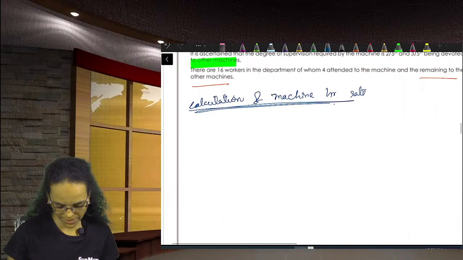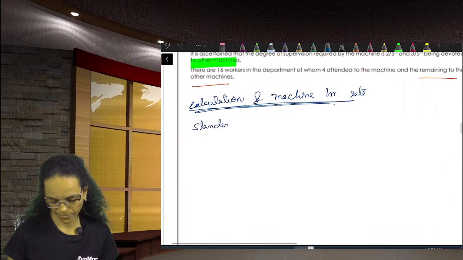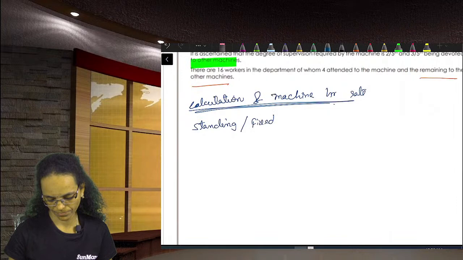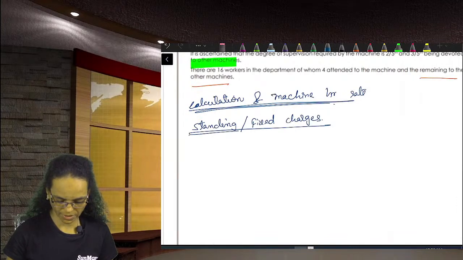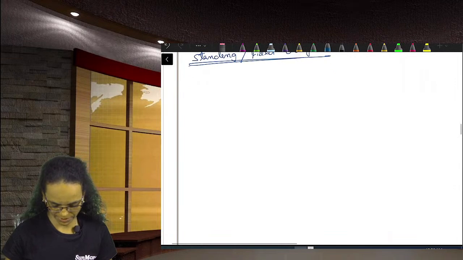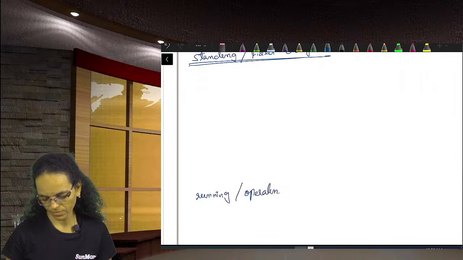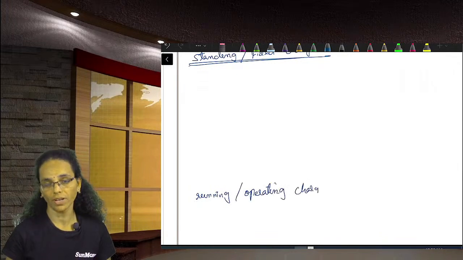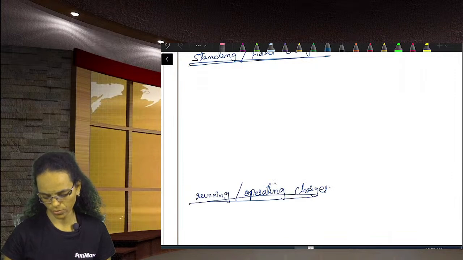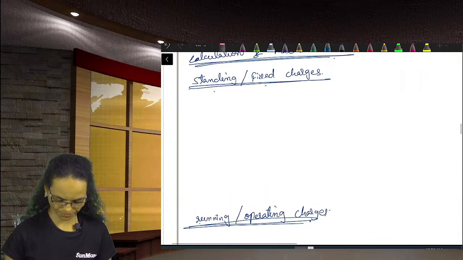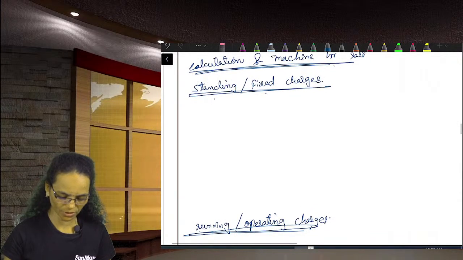First, here we write standing charges, which is nothing but fixed charges. You write like this, and here you write running charges, running or operating charges. Any one you can write, not necessarily two: running or operating, standing or fixed. Whatever you feel convenient, you can write.